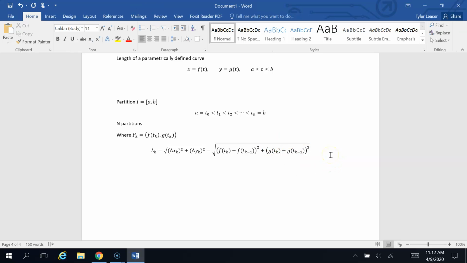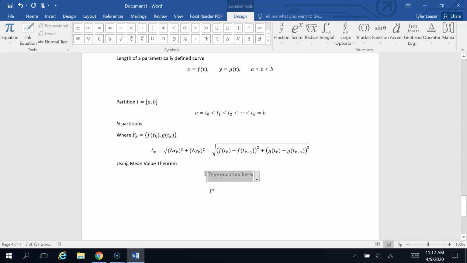We're going to have to do some tricks here, and one trick is we're going to use the mean value theorem. This is something that we talked about in class once. I think when we did the arc length stuff for regular functions instead of parametric functions, we used mean value theorem. We're using it here as well. I'm just going to shorthand this a little bit.